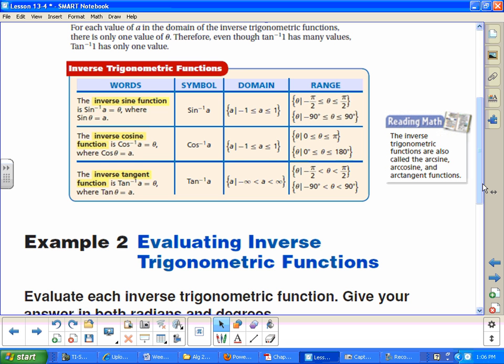For tangent, the domain is all real numbers. The range is between negative pi over 2 and pi over 2, but not including them, because at negative pi over 2 and pi over 2, it's undefined. So that's why they're using just less than, not less than or equal to, here.